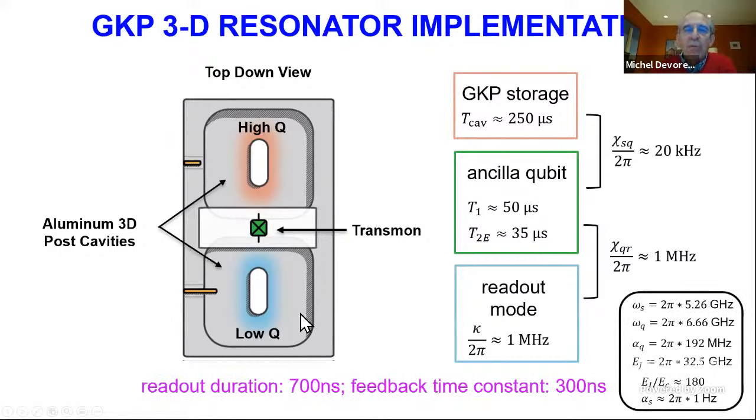One very important factor here is the feedback time constant. When we read the cavity, we can feed back the information we get and correct this high Q cavity in a time constant of about 300 nanoseconds, so a fraction even of the time it takes to read out this transmon. This is absolutely crucial because, as I have explained, quantum error correction is based on the possibility of doing this feedback.